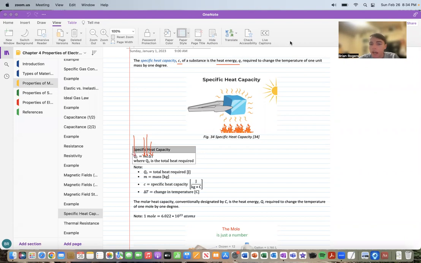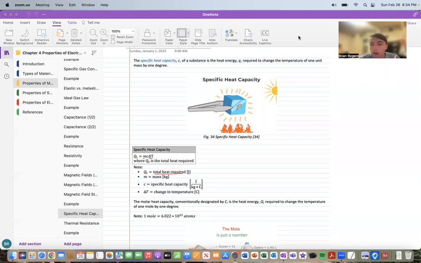So what's going to happen is the total heat required, we need, and here we have our mass. So our mass is here, and the total amount of heat required. So how much heat do we have to supply? And then for that change in temperature, if the change in temperature is going to be 1 degree, then we can calculate our specific heat capacity from that information.